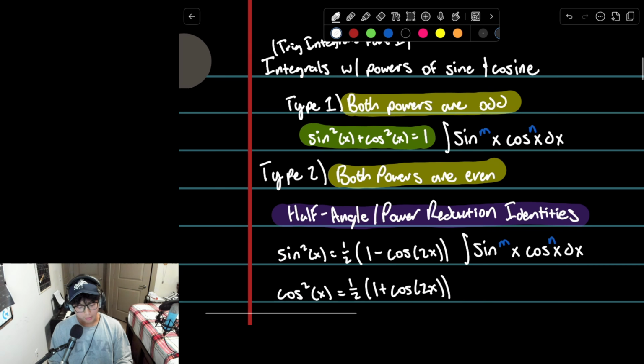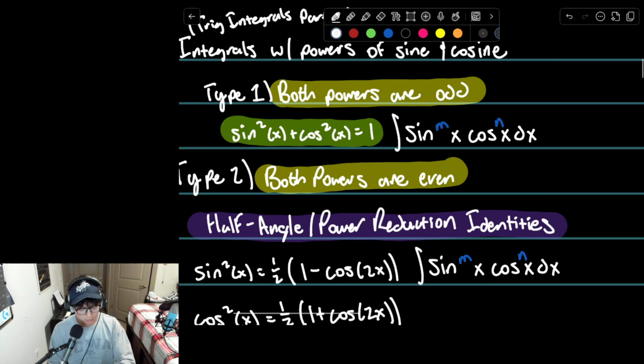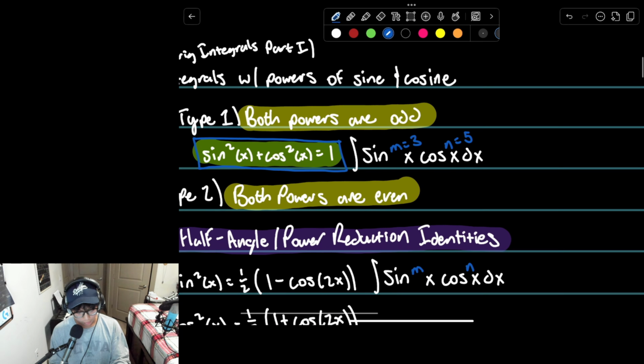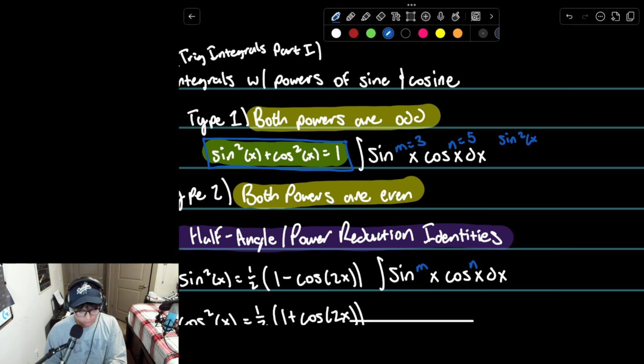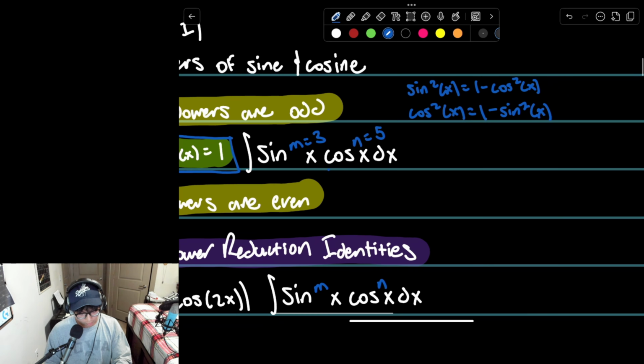But anyways, we're going to encounter two types of these sine and cosine integrations. Type 1 is if both of your powers are odd. In this case, if m were 3, that would be odd. If n were 5, that would also be odd. So you would use this formula, which you can split into two different formulas: sine squared of x equals 1 minus cosine squared x, as well as cosine squared of x equals 1 minus sine squared of x.